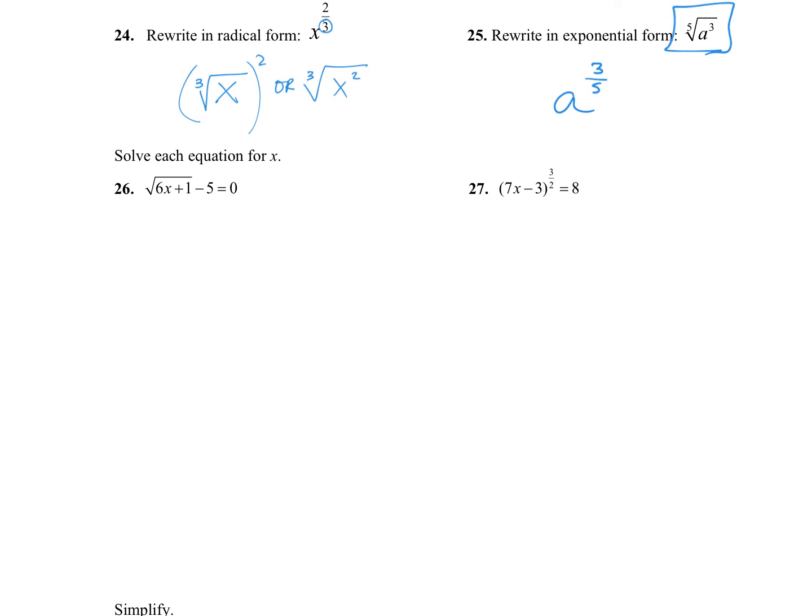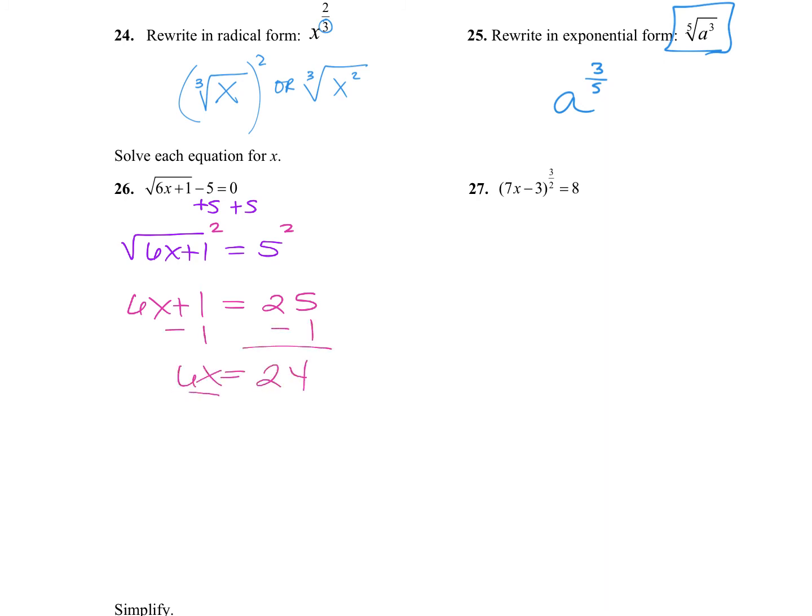Got to add the 5. You have to isolate, okay? So get the radical by itself, +5 +5. So the square root of 6x + 1 equals 5. Then what? Square it. Square both sides. So we get 6x + 1 equals 25. And now we're going to solve. Take away 1. Divide by 6. So x is 4. Okay.